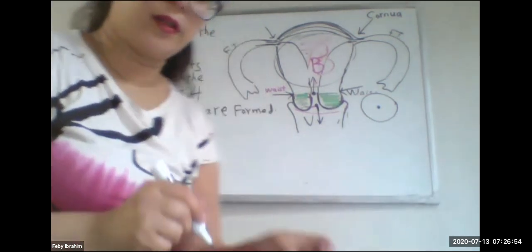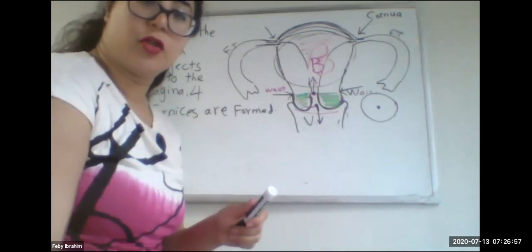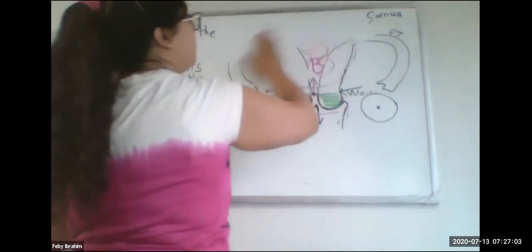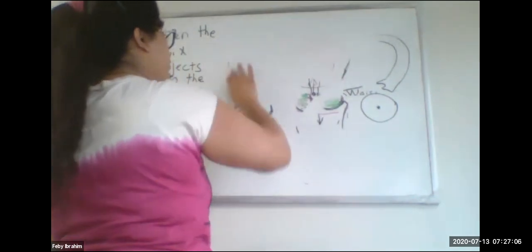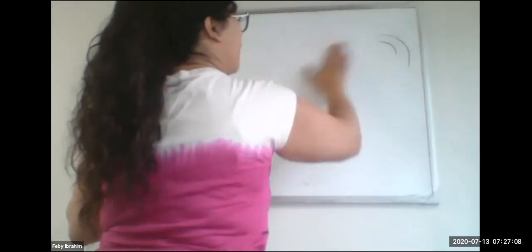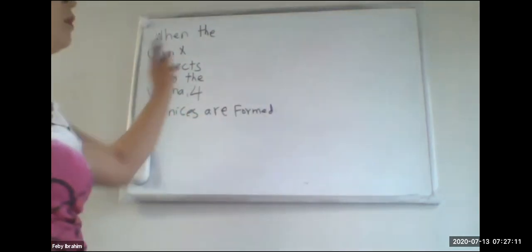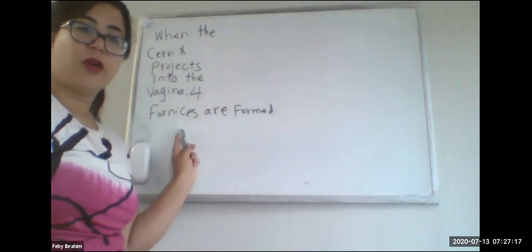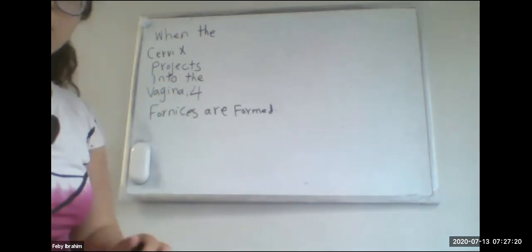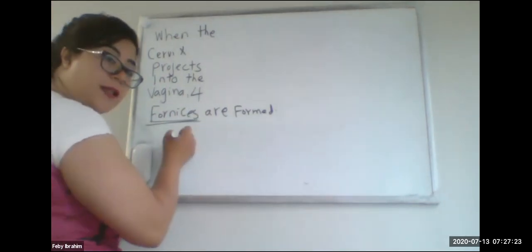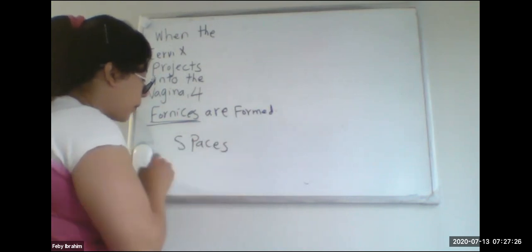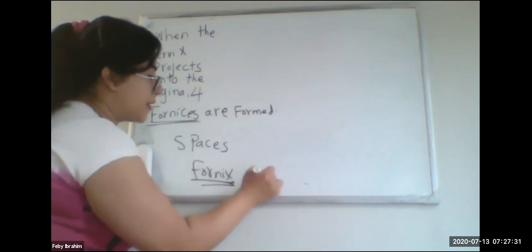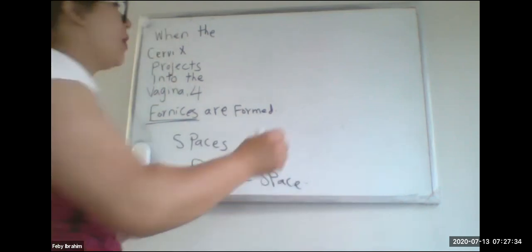Okay, guys, please pay attention to this one here. I'm going to try to draw the cervix area for you to show you what the four fornices are. Look here, it says when the cervix projects into the vagina, four fornices are formed. What is the meaning of fornices? Fornices means spaces. We have fornix, which is the singular. Fornix means space.